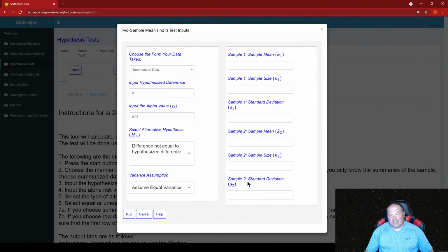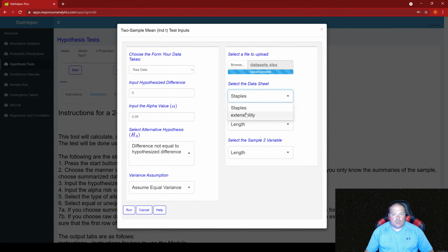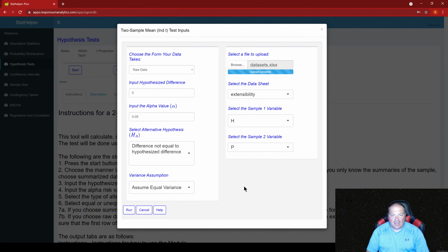Now, there's a whole lot going on in this one because there are so many different things to input. Luckily, we don't have to deal with this because we have raw data. Go back, find where your data set is, choose the right sheet. We want H versus P. Again, high quality versus poor. Again, because the alternative is not equal to, it doesn't really matter whether you put H first or P first.